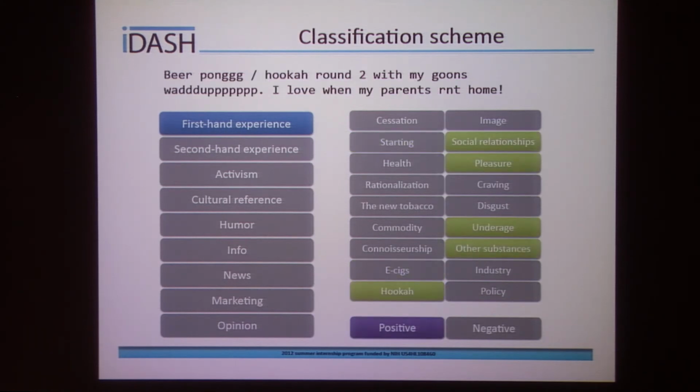Another example: beer pong hookah round 2 with my goons, what up? I love when my parents aren't home. First-hand experience having to do with hookah, social relationships, pleasure, underage usage, presumably, and other substances, in particular alcohol. And this shows a positive sentiment toward tobacco.